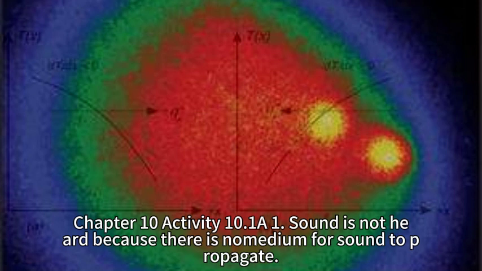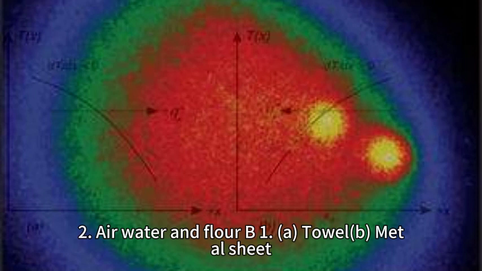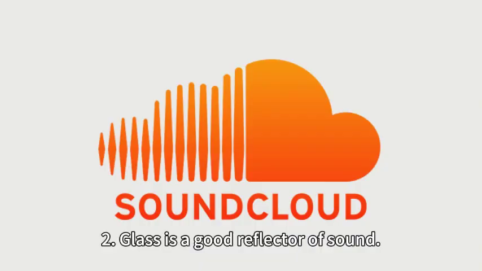Sound is not heard because there is no medium for sound to propagate. 2. Air, water and flour. B1. A towel, B metal sheet. 2. Glass is a good reflector of sound.